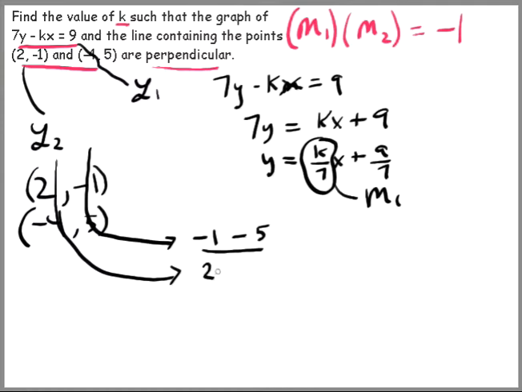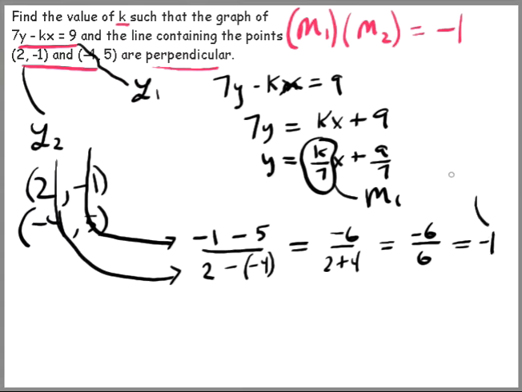Now, I have 2. Notice there's my subtraction of a -4, and that is going to be actually a 2 plus 4. And if I continue on, 6 on the bottom. On the top, we have a -6. -6 divided by 6 is a -1. And that right there is the slope of my second line.